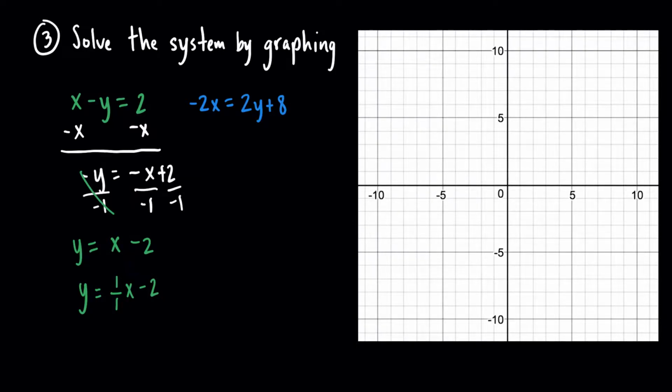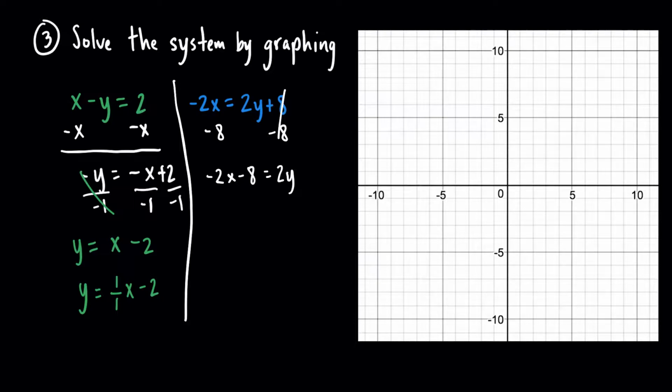Let's do the blue one now. So we're going to get y by itself. I would probably subtract 8 from both sides. And so we'll get negative 2x minus 8 is equal to 2y. And then let's divide both sides by 2, so everything's going to get divided by 2 on that left side.